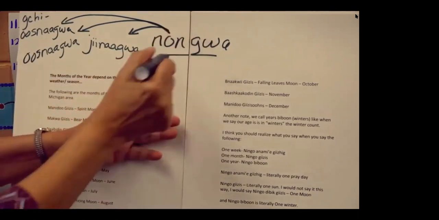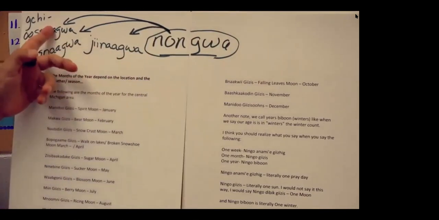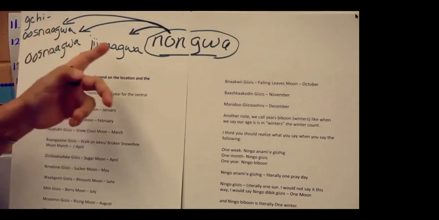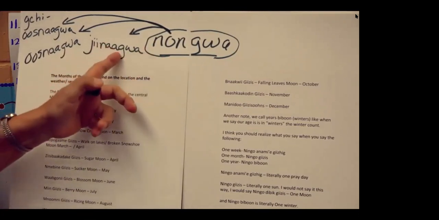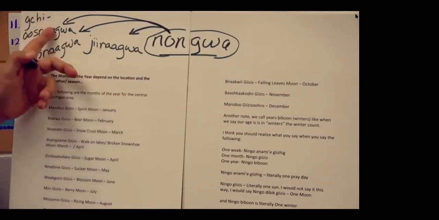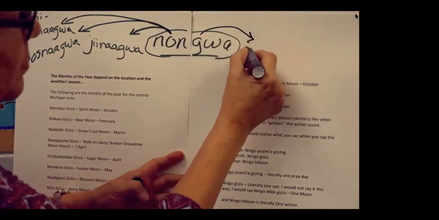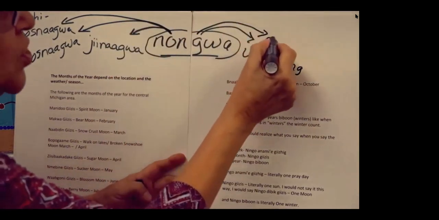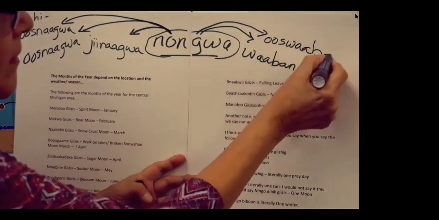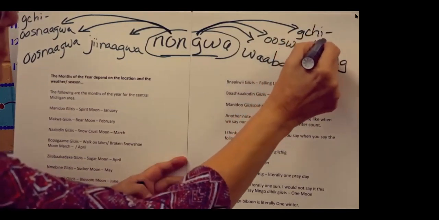So we have today. And from today, we have 3 days behind us. Okay, we have Jinagwa, Osnagwa, and Kche Osnagwa. So yesterday, the day before yesterday, and the day before the day before yesterday. Now we go the other way. We're going to go Wabang, tomorrow. From today, then we go Oswabang. And then we have Kche Oswabang.